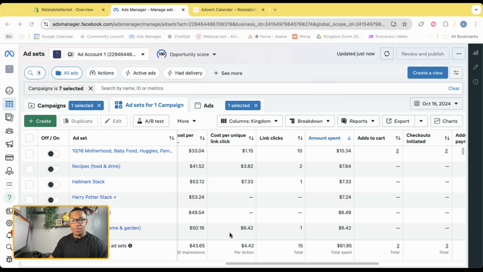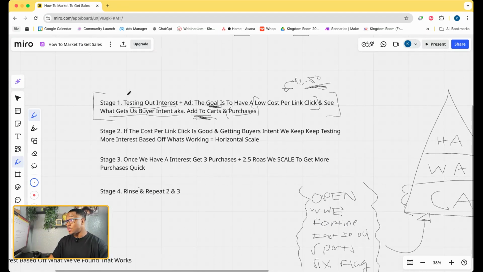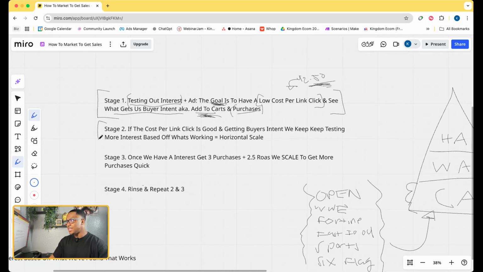So once we got past stage one, which is what I just went over, where we test our interest to see what type of interest is working, and we test to see if we have a good cost per link click, to see if people actually like the ad, and then we see the buyer's intent, people actually buying and making purchases, we now go into stage two.